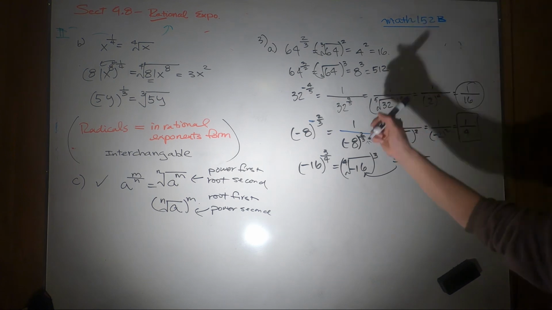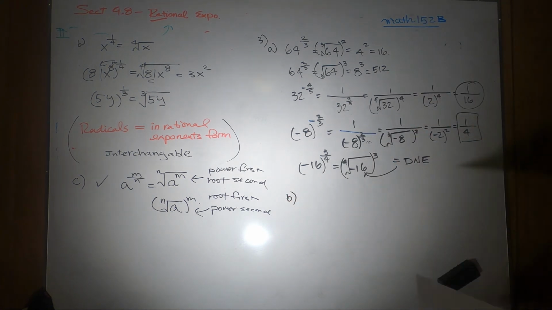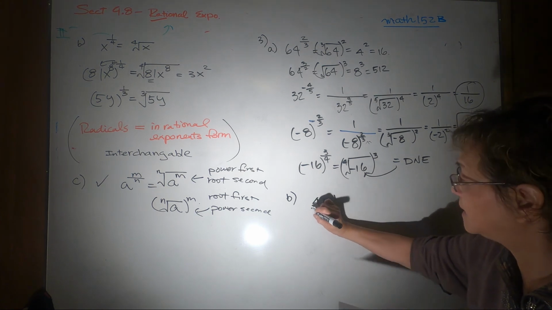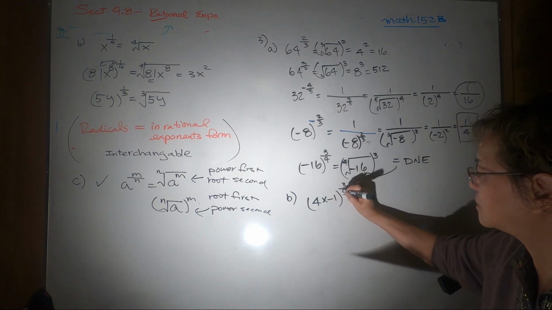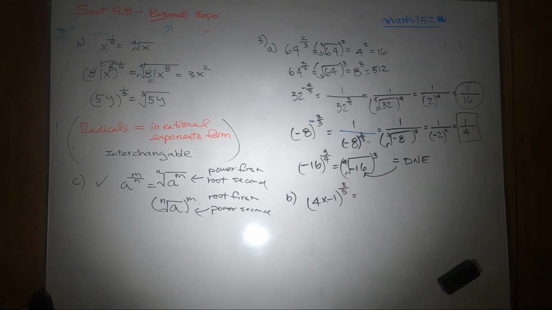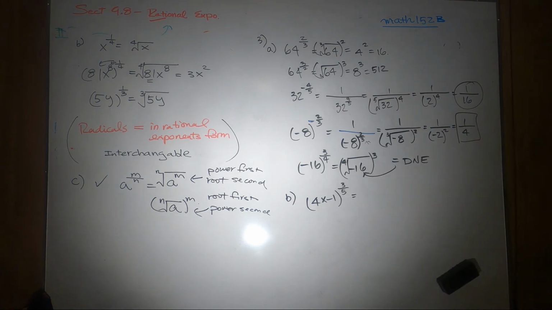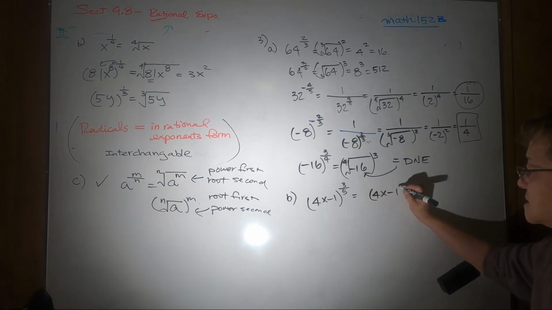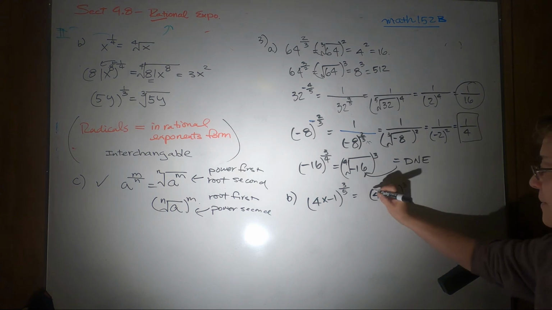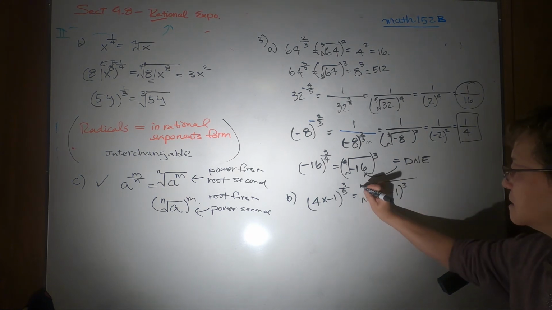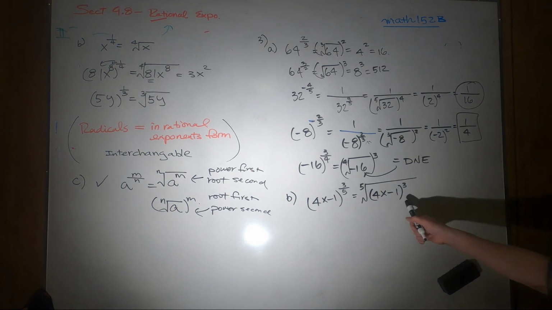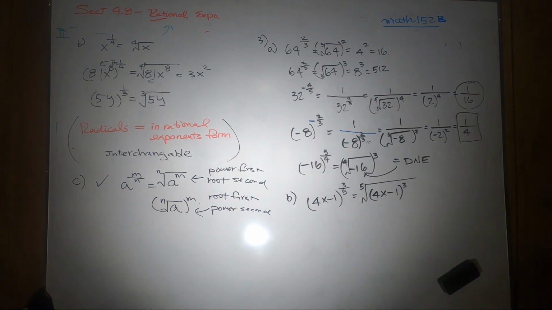Those are numbers. Then what happens if we do this for a variable, okay, to the 3/5 power? How will we write it? So we write it this way, because 4x minus 1 is the whole base. You take the 3 power, then you take the 5th root of it. If we write it in radical form, it will look like that.